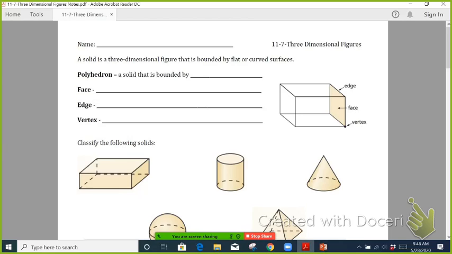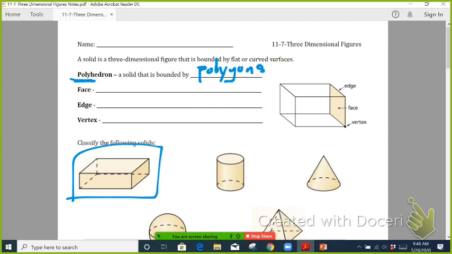So a solid is a three-dimensional figure that is bounded by curved or flat surfaces. So any 3D shape we could call a solid. A special type of solid is a polyhedron. Notice the prefix poly there. That's a solid that's bounded by polygons. So not every solid is a polyhedron, and we'll study polyhedra and also solids that aren't polyhedra, like spheres. A sphere wouldn't be a polyhedron because a sphere isn't made up of polygons. But if you look down here, that would be an example of a polyhedron.